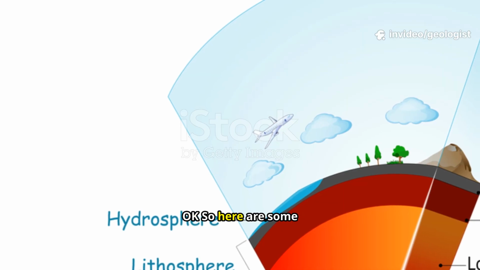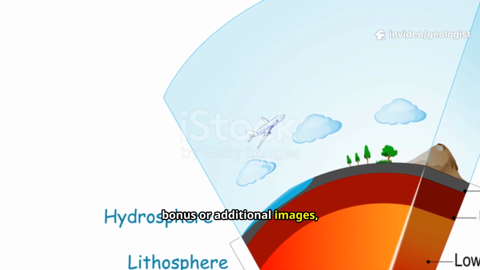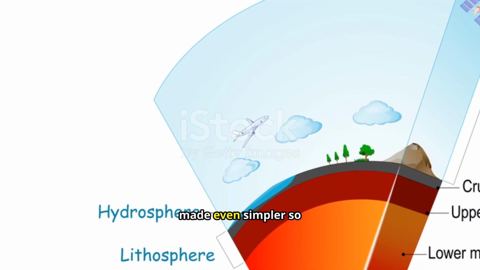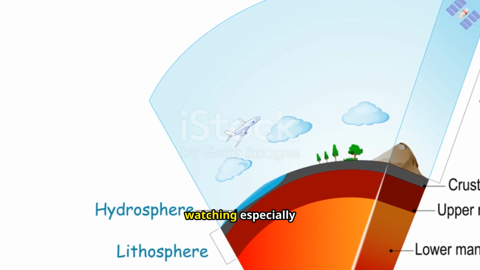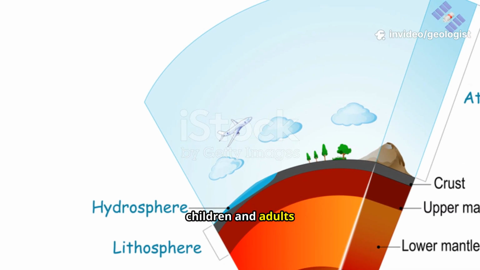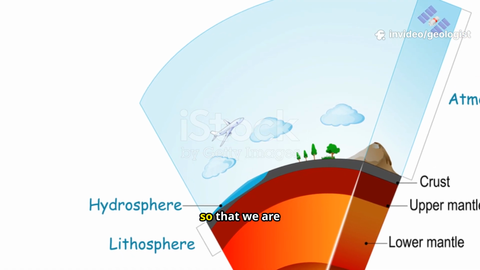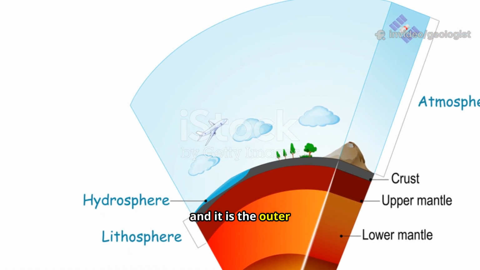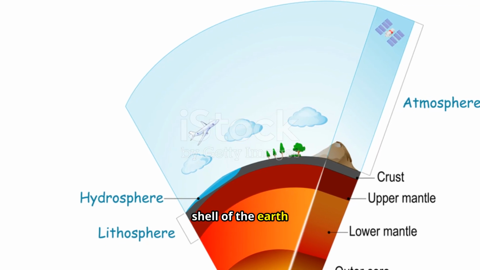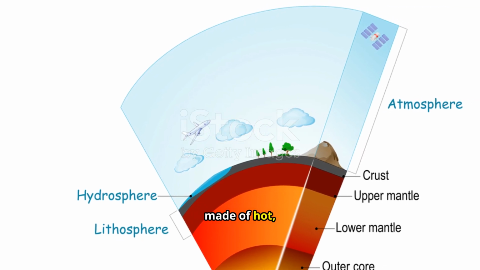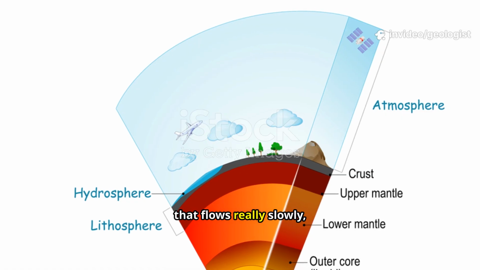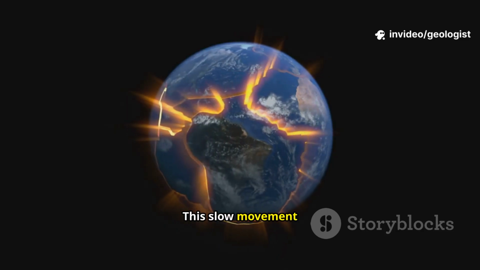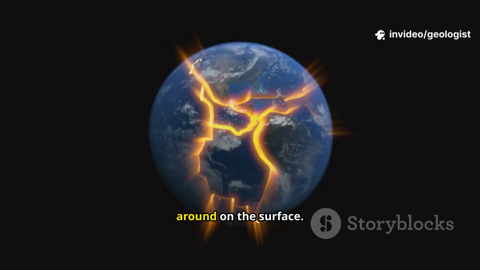Okay, so here are some bonus or additional images, diagrams and a review of the Earth's internal structure that is made even simpler, especially for the young children and adults viewing this documentary at home, so that we are completely clear. First, there is the crust, the outermost and thinnest shell of the Earth, while the mantle is made of hot, semi-solid rock that flows really slowly, kind of like caramel when you heat it up. This slow movement is what drives those tectonic plates around on the surface.